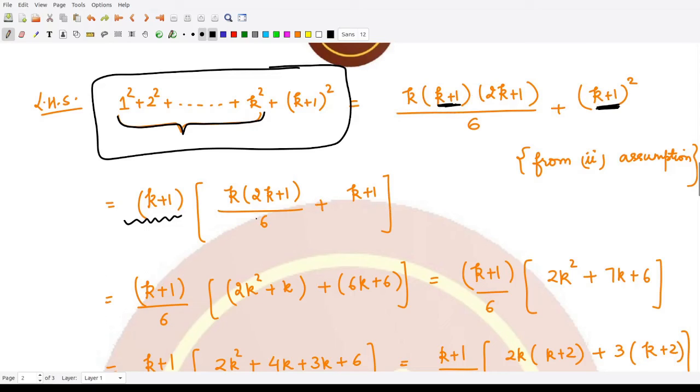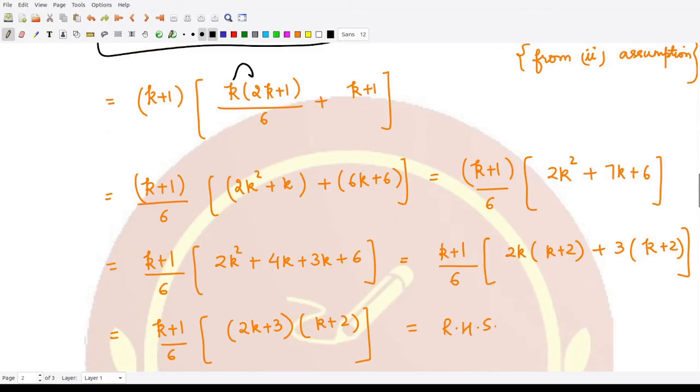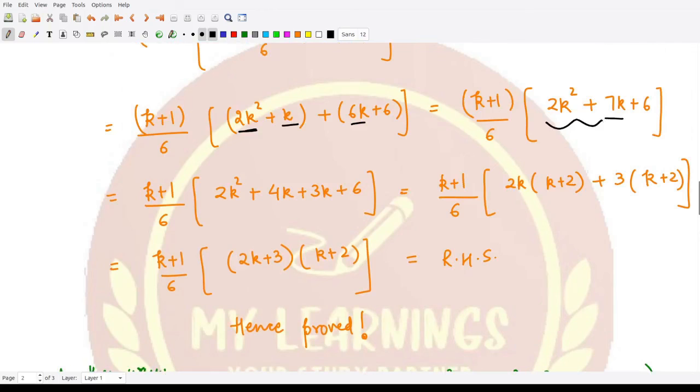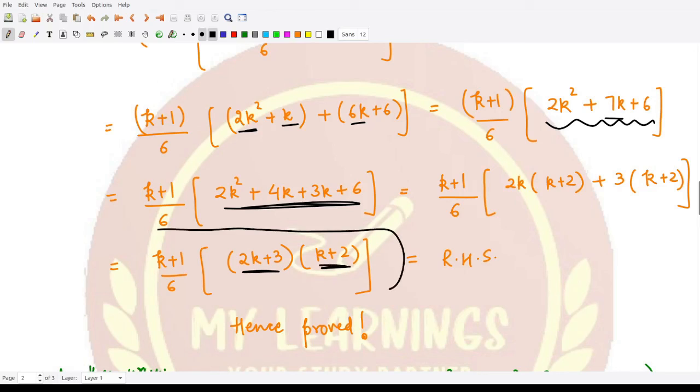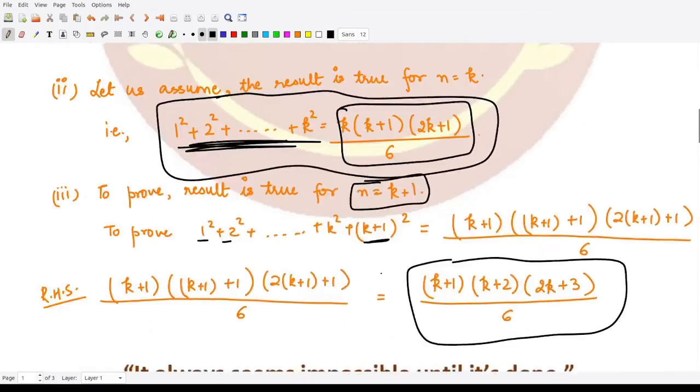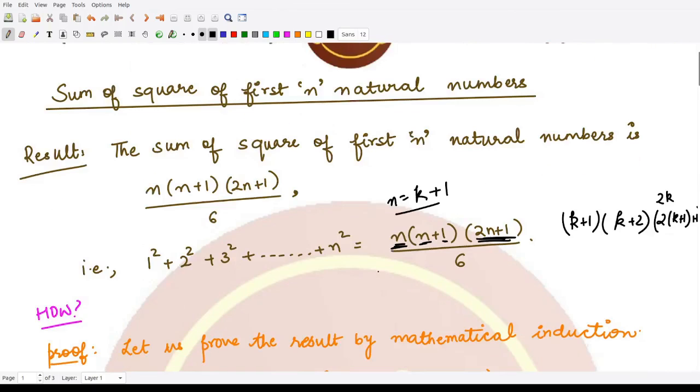Next, you can take 6 outside and take the LCM, and multiply the terms. It becomes 2k square plus k, and here you multiply by 6, so it is 6k plus 6. Then you simplify: 2k square plus k plus 6k becomes 2k square plus 7k plus 6. Now you can factorize this quadratic expression, and you get the factors 2k plus 3 and k plus 2. Exactly this is what we wanted to prove, which is the right hand side. This is how we prove the result using mathematical induction.